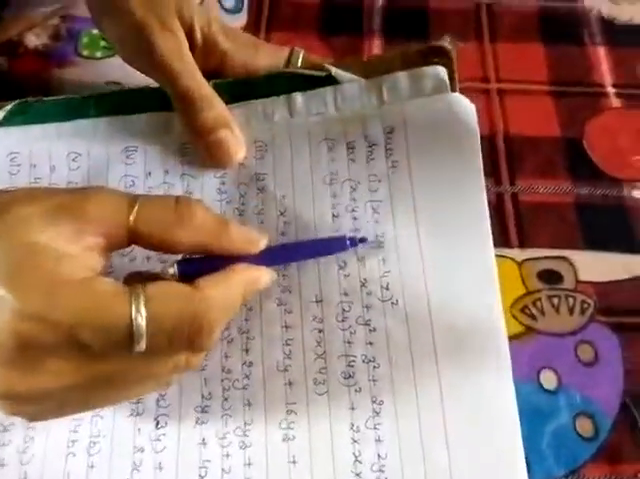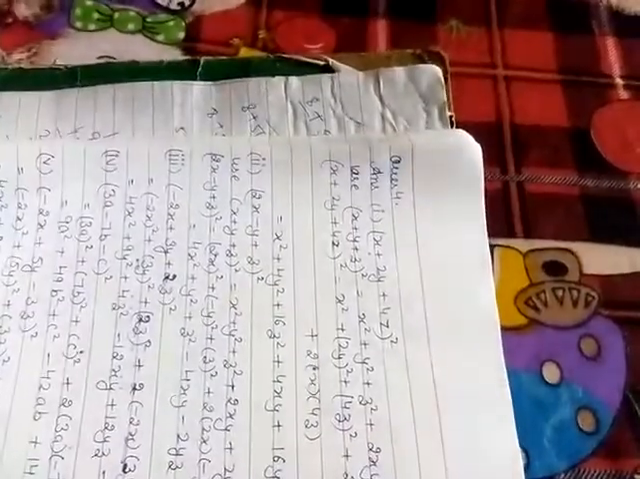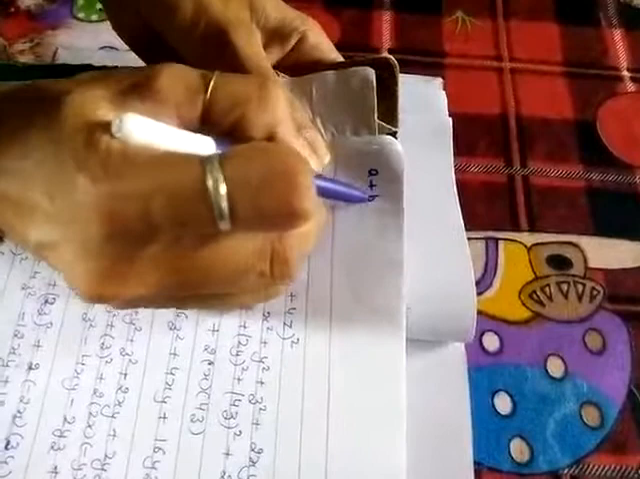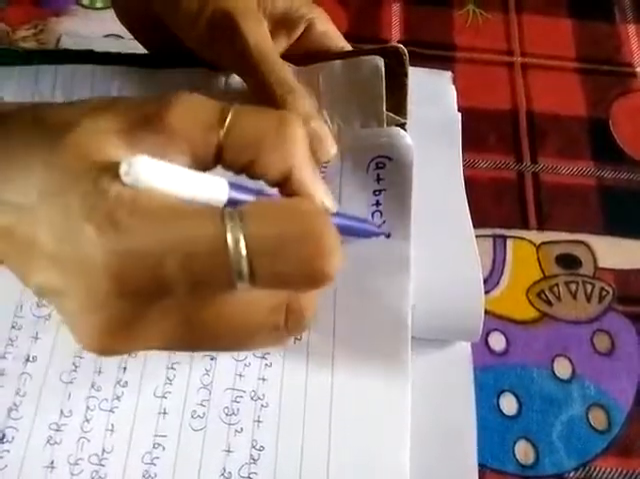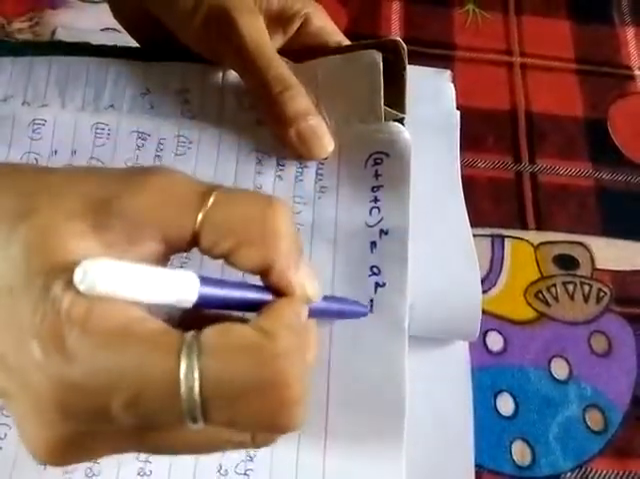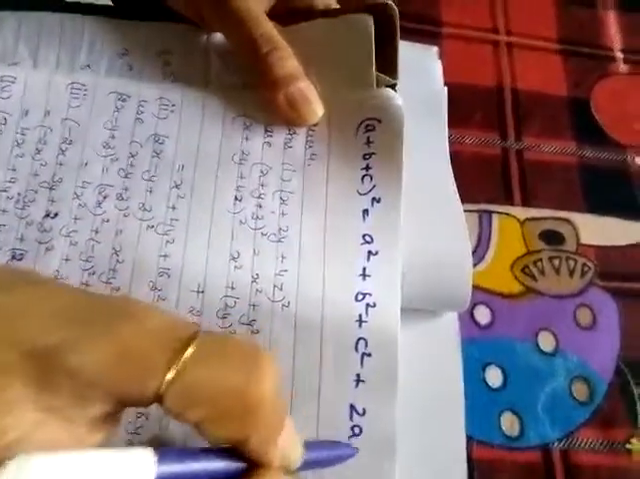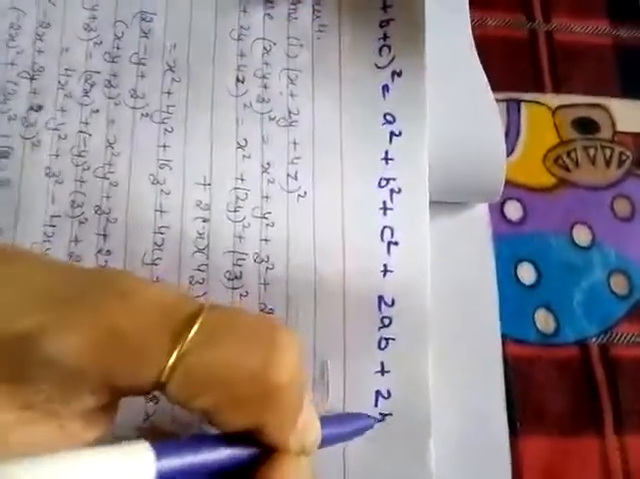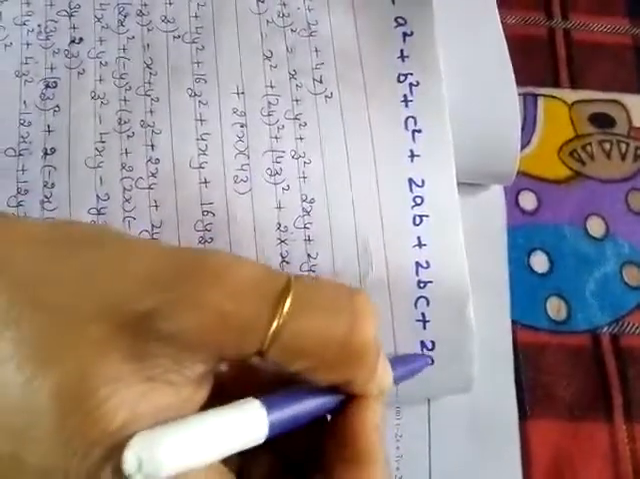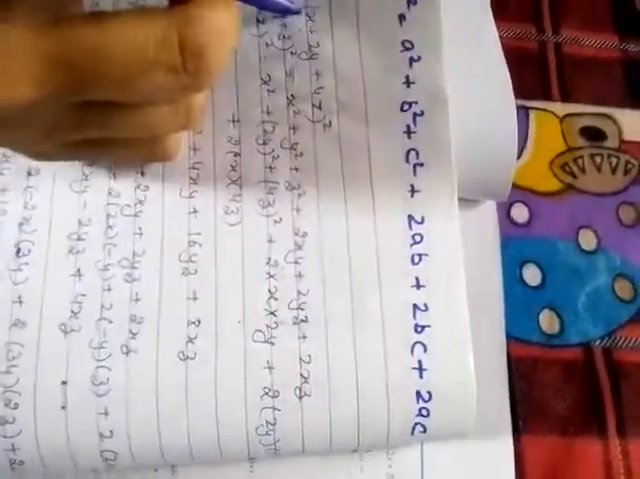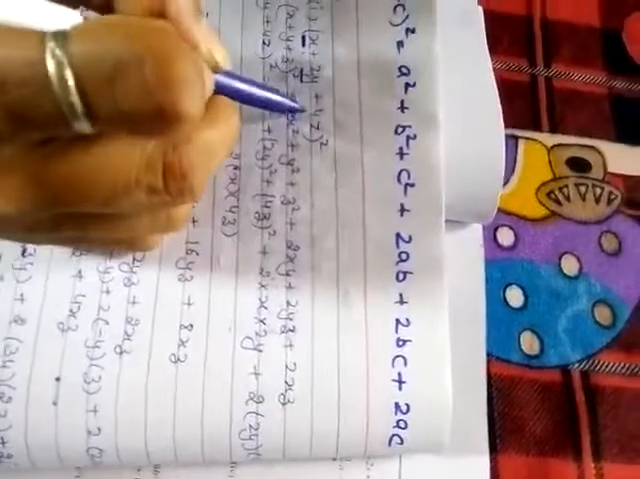Clear? The next is the fourth sum, that is (a plus b plus c) whole square. So its formula will be this one: (a plus b plus c) whole square is equal to a square plus b square plus c square plus 2ab plus 2bc plus 2ac. So here a is x, b is 2y and c is 4z.